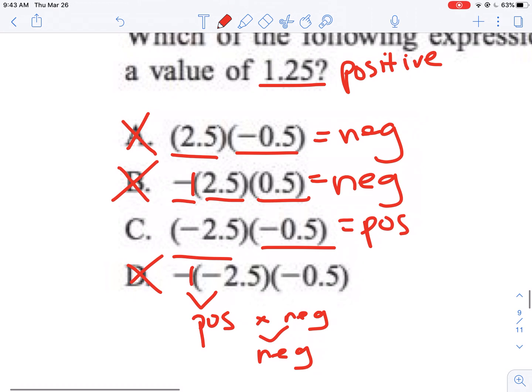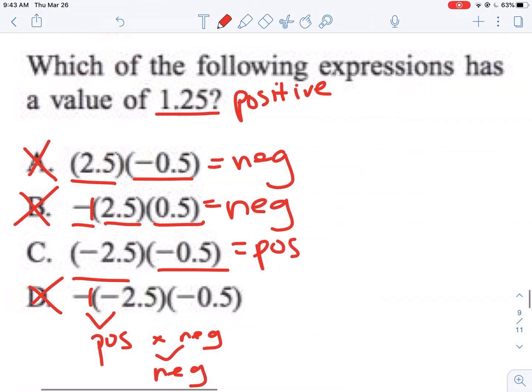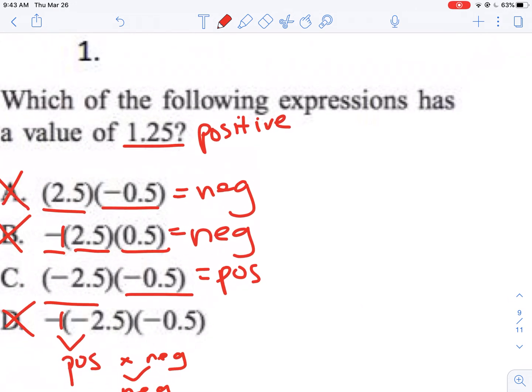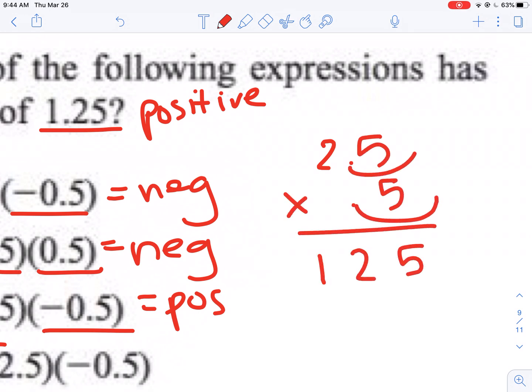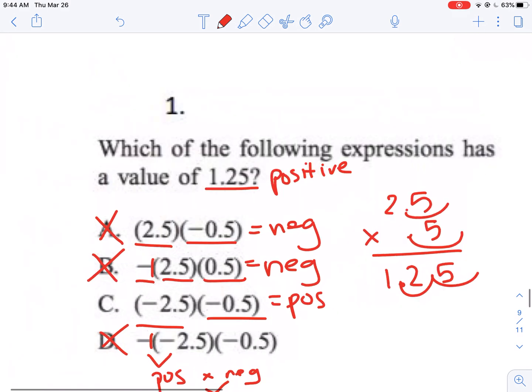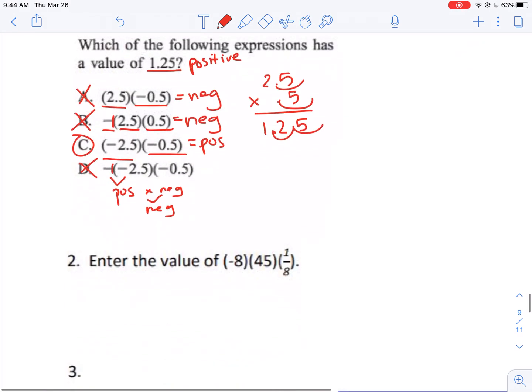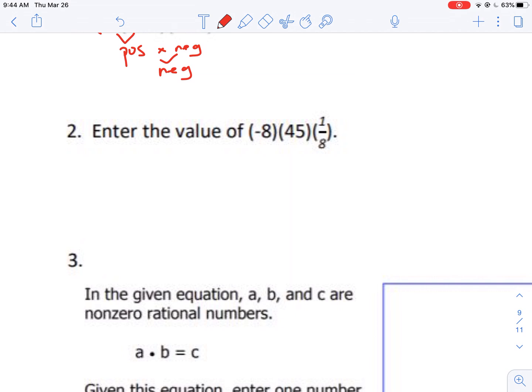So automatically we can just pick C because that's the only positive one. But let's also double check. 2.5 times 0.5 is 1.25 because you move the decimal point 2 times. There we go. Okay, enter the value of -8 times 45 times 1/8.